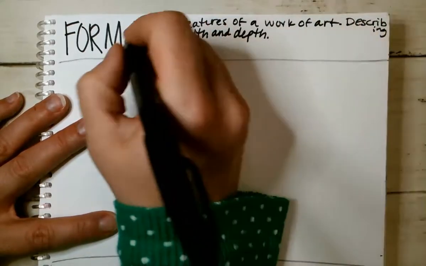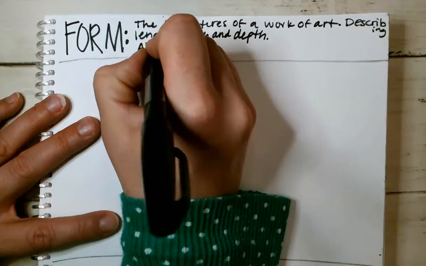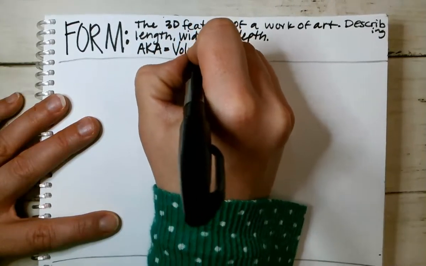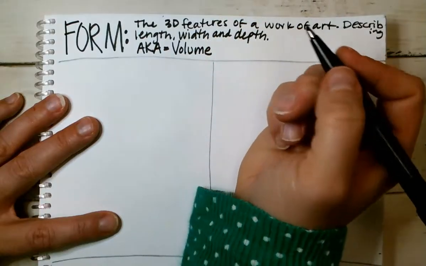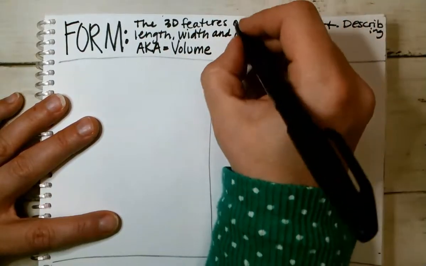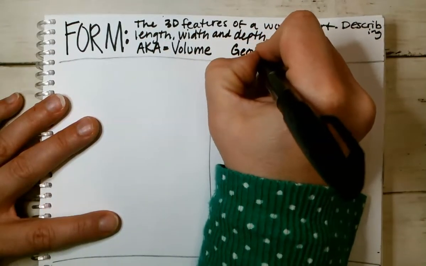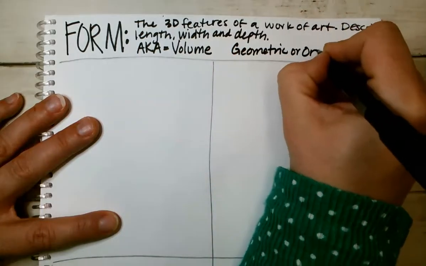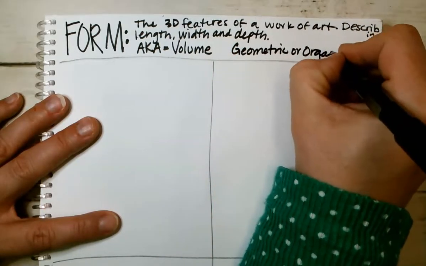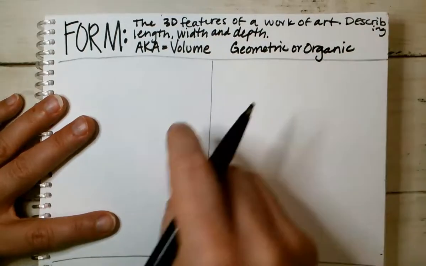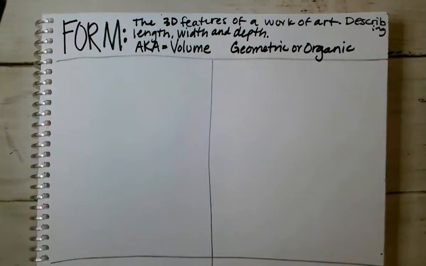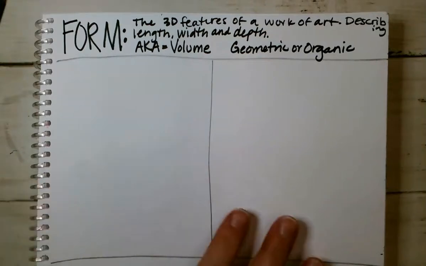Another word for form, aka also known as volume. They can be geometric or organic, which is sometimes called free form. So that is our definition of form. Now we're going to talk about how to draw a form.